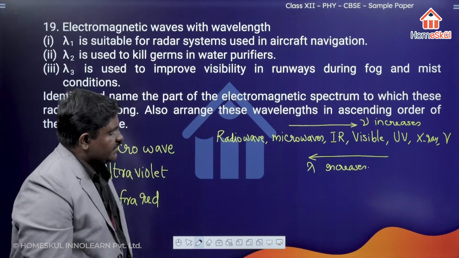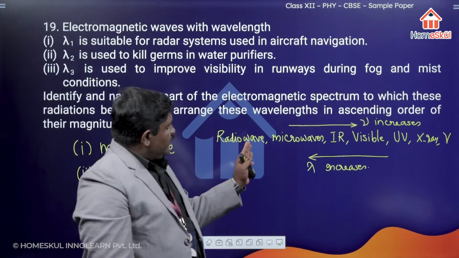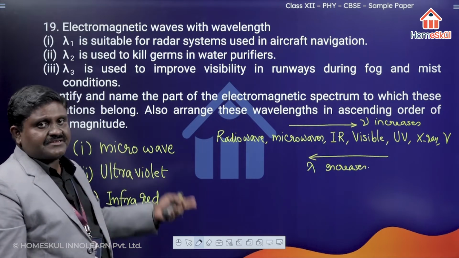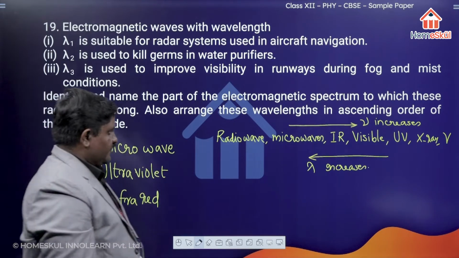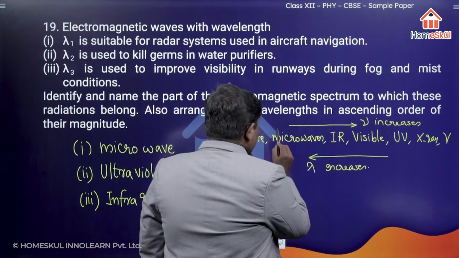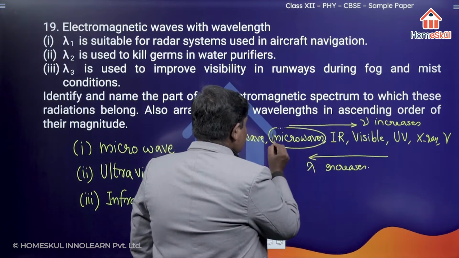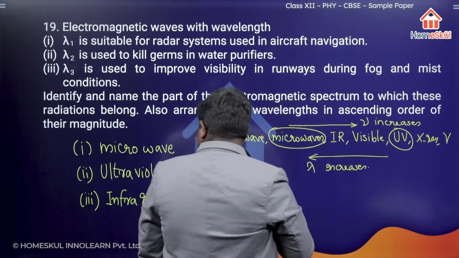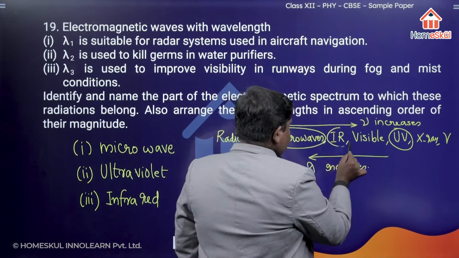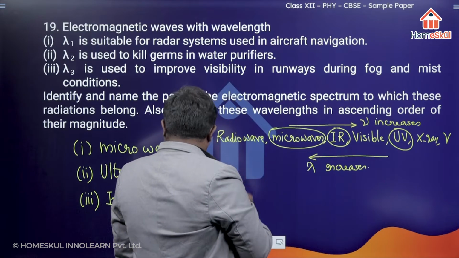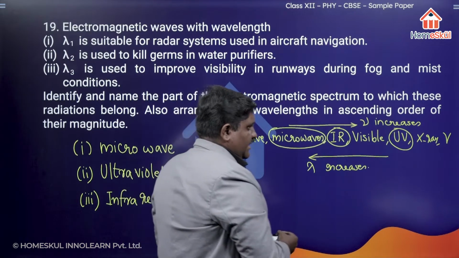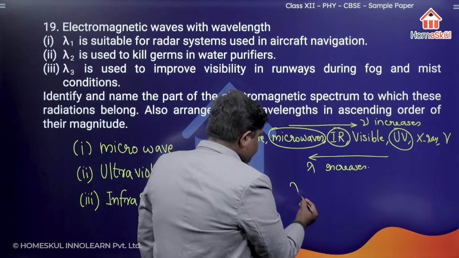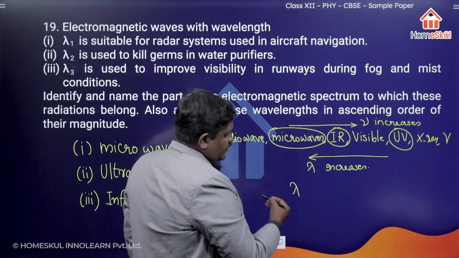Now here we are going to arrange the wavelength in ascending order. Here we have the microwaves, second one ultraviolet, then infrared. We have to arrange these as written, that is lambda, in ascending order.